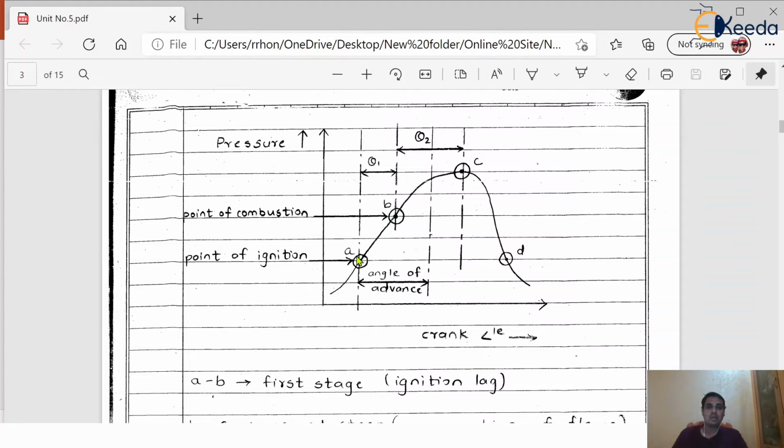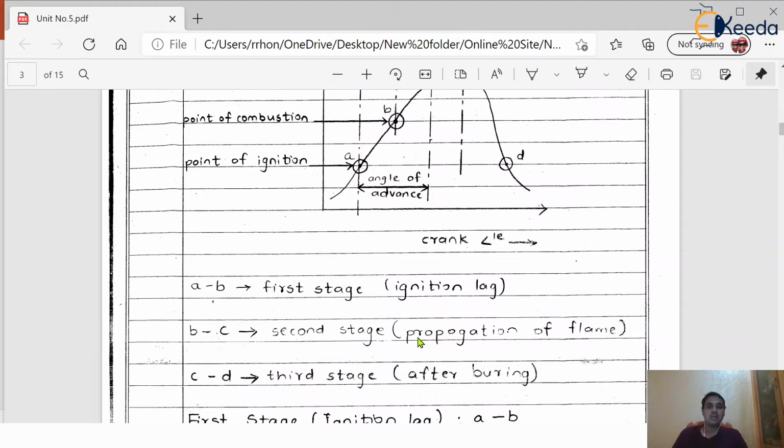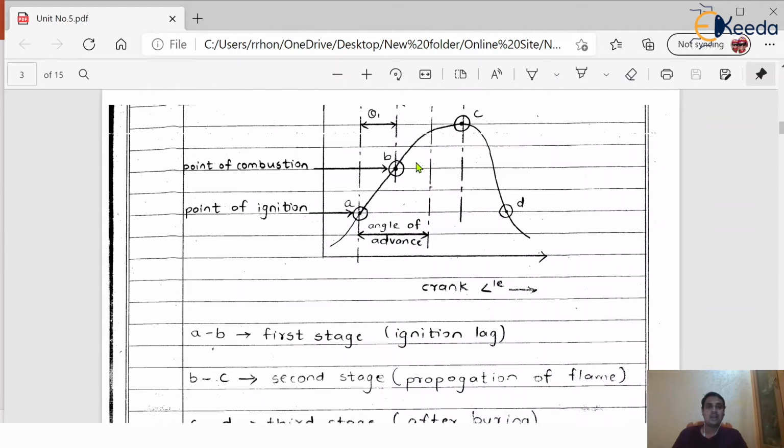If you see over here, the initial pressure is less, then at point B the pressure somewhat increases, and at point C is the point of maximum pressure, because the combustion process is carried out during the process B to C. So this B to C is called the second stage of combustion, propagation of flame. So what is the meaning of propagation of flame?